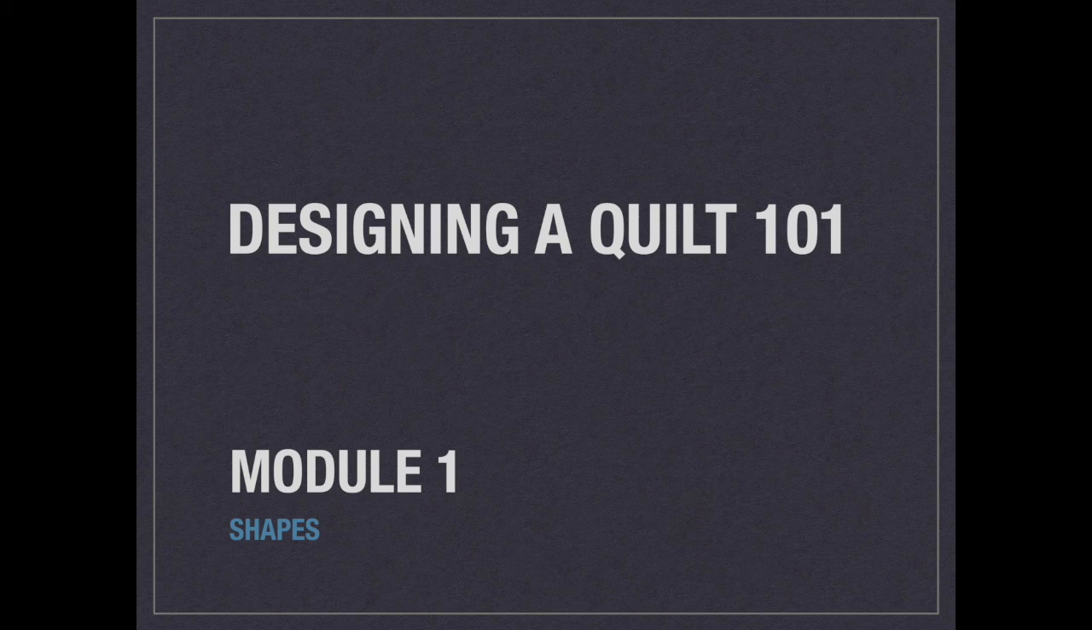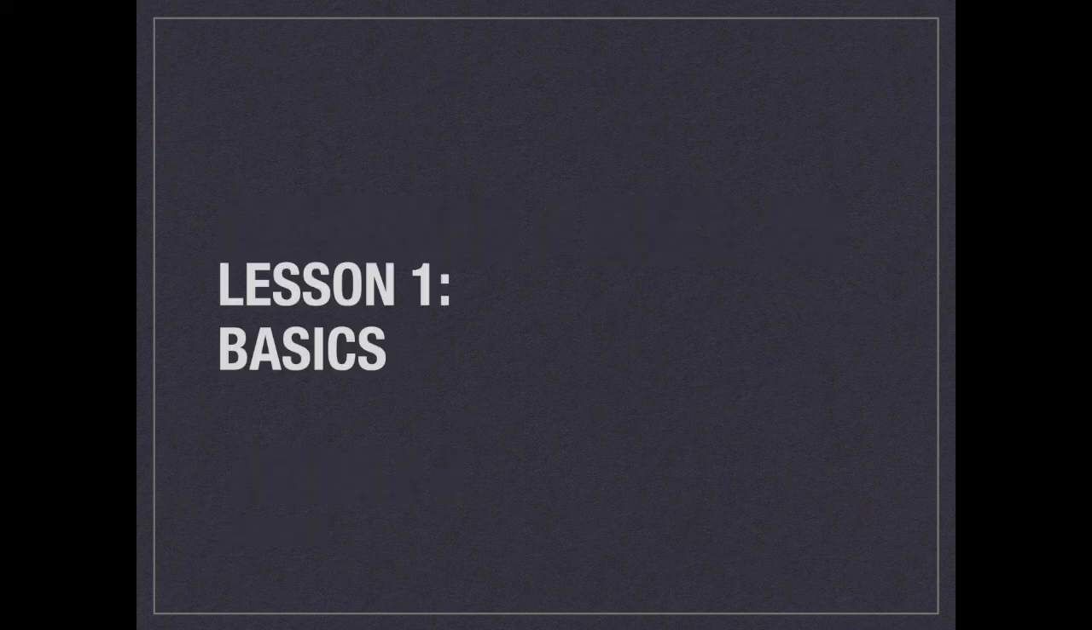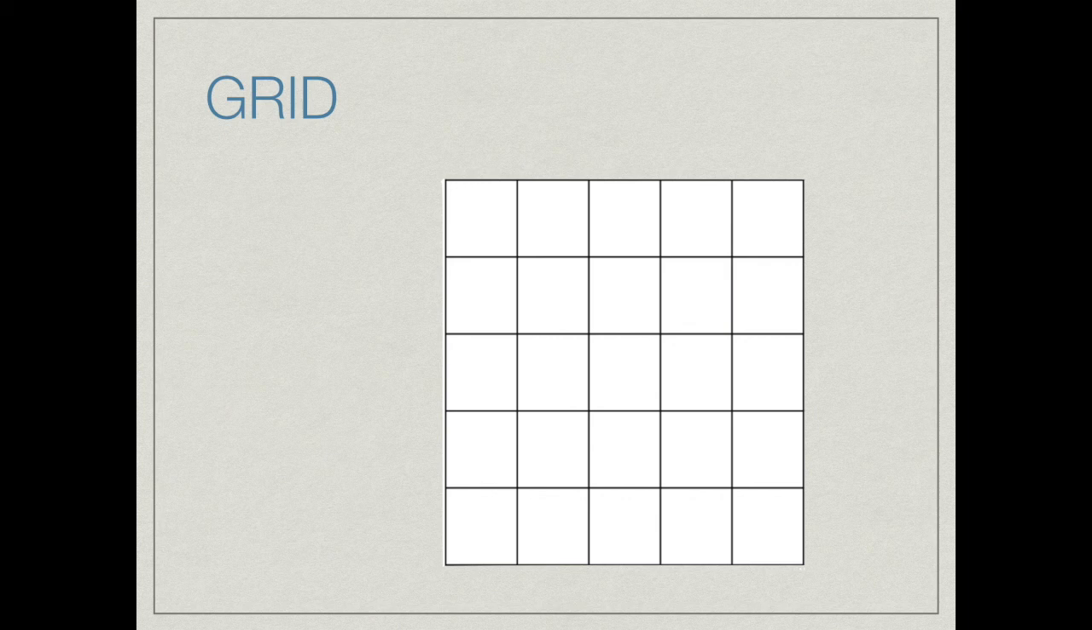So let me tell you about Module 1, which is about shapes. Let's start with the basics. Let's have a look at what a grid is. A grid is just a piece of paper that has lines, and it turns out that there are horizontal squares and vertical squares. You can, of course, count them. And usually we use a square grid, meaning that there are the same amount of squares horizontally and vertically.